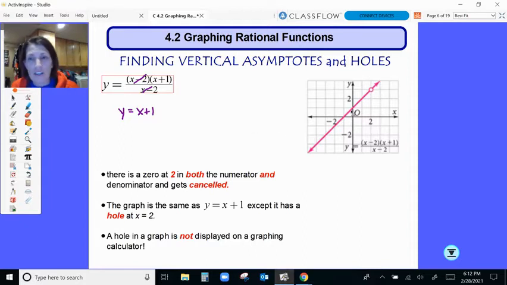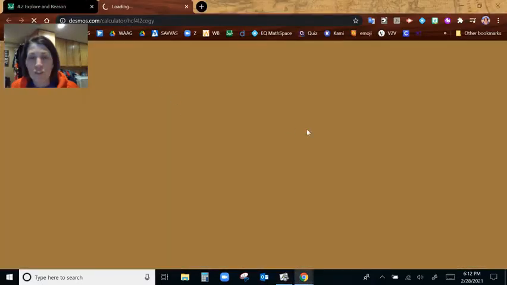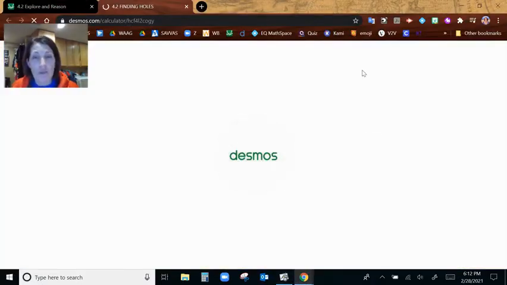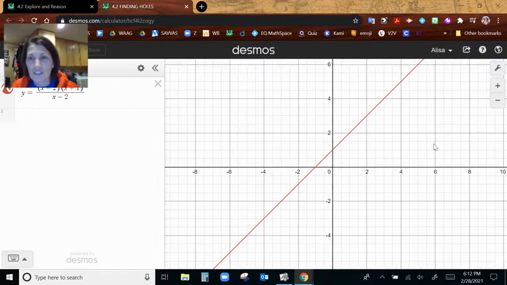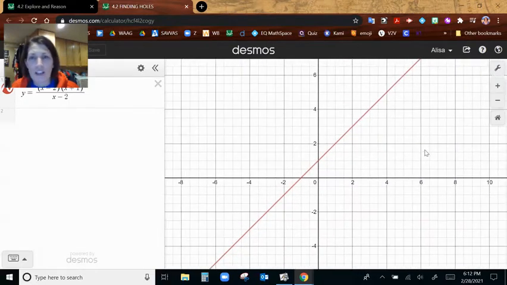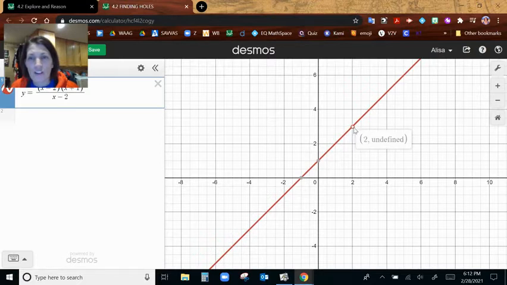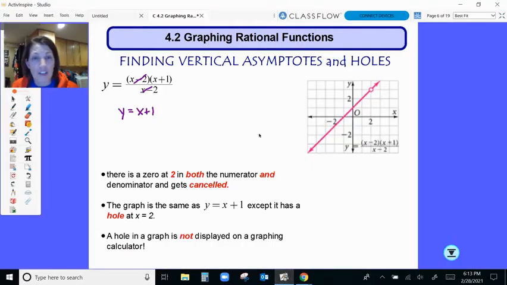Now be aware that a lot of times when we have these holes, they don't show up on graphs. So you need to be aware of them. If I put these in Desmos and you just graph it, it's not going to show up. If I just look at this graph, it's just a normal graph, y equals x plus 1. You have to actually know where to look for it. So right here at 2, there's a hole, undefined. I don't know how to make it stay there. So 2 is undefined. You have to know where to look for those holes in order to find them. So there's a hole right here at x equals 2.